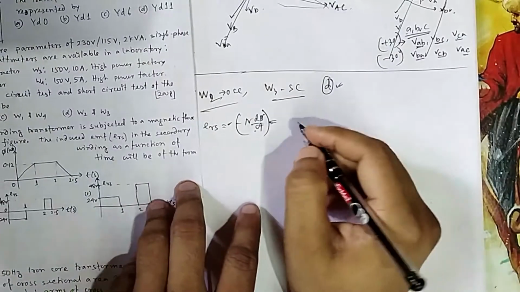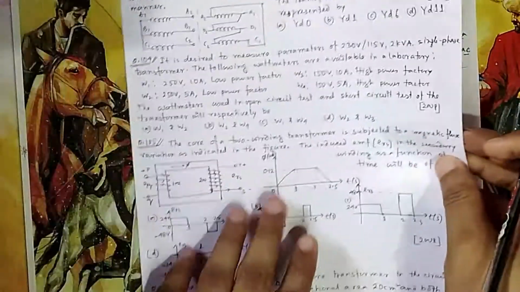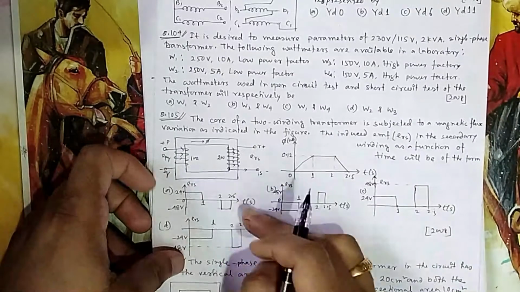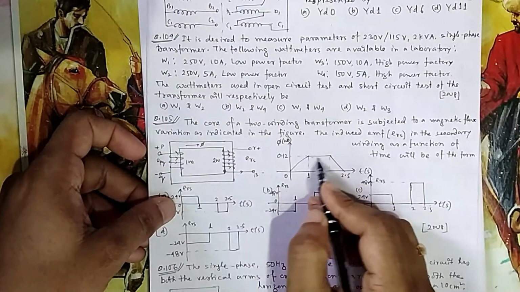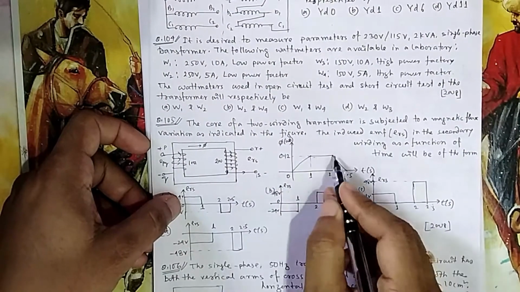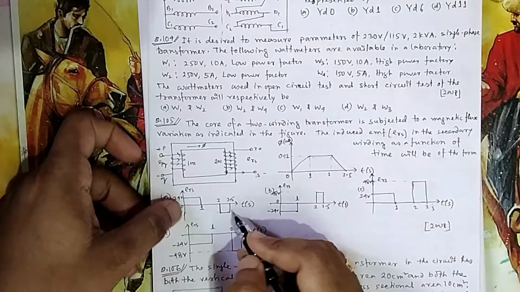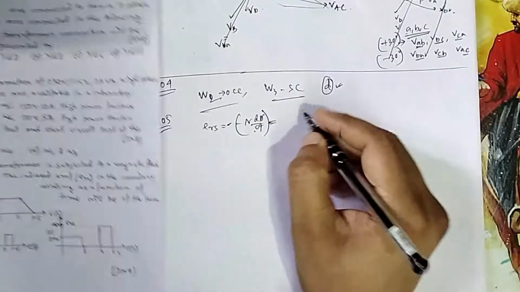So ultimately you will get, if it is positive, so it is increasing, and if it is flat, then d phi by dt is 0, so middle portion it is 0, it is decreasing, negative slope, so it will be negative. So that is your option A.